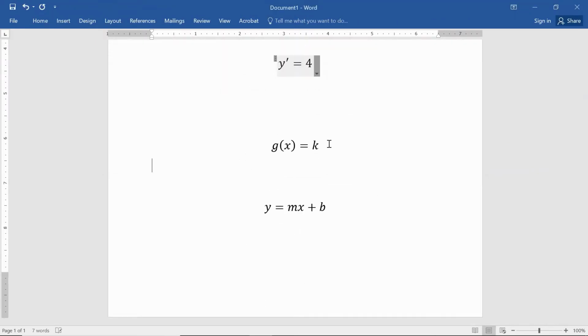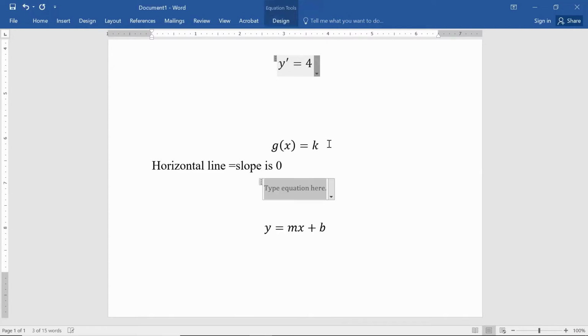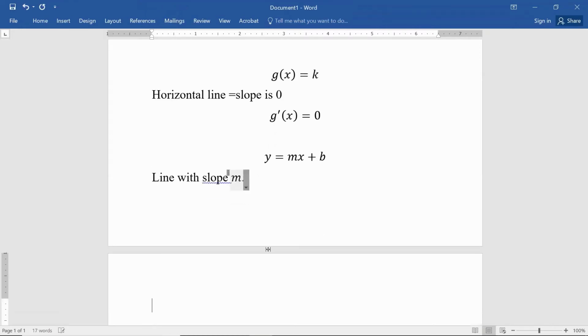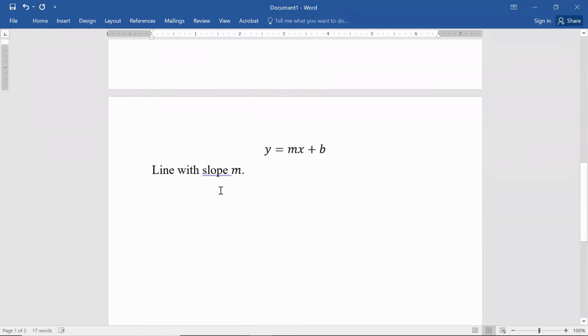That's a line with slope m. I'm going to start with g of x equals a constant. Think about that. That is a horizontal line, which means the slope is 0. And therefore, the derivative of g would be 0. So the derivative of any constant is 0 because this constant line, horizontal line, has slope 0. This line of slope m always has slope m. Slope is the rate of change, and it's a constant rate of change. So the derivative is always going to be m, just based on common sense. So the derivative there is m.